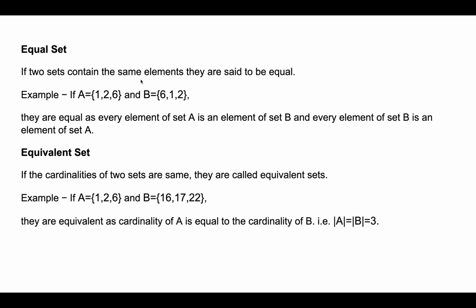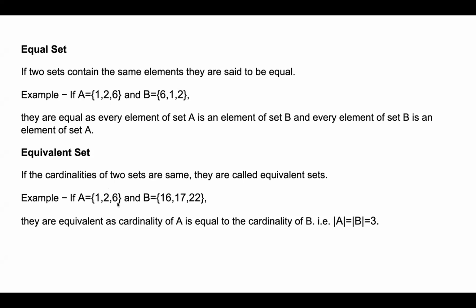Then equal sets. A and B are equal sets here because the elements in A and the elements in B are the same. Order may be different; that does not make a change. Here A and B are equal sets because all the elements of A are there in B. But that is not the case with equivalent sets. What do equivalent sets mean?